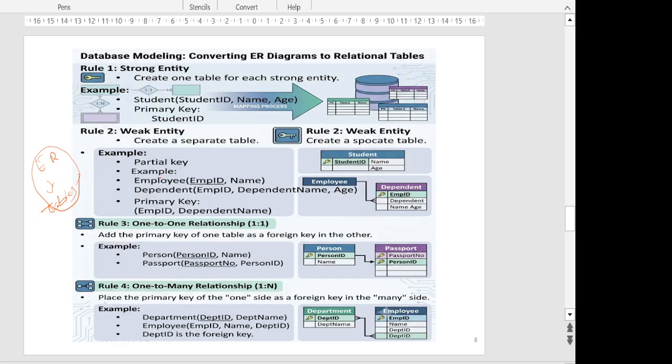If it is an ER diagram, for example, let us say employee works in department. Let us say this is one entity, this is one entity, and this is a relation.